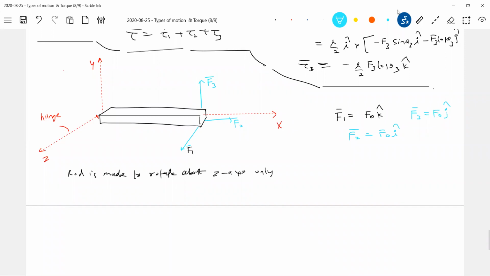It'll be better and easier. Sir, why are you applying force only at one end? Can you apply it anywhere? Yes, you can apply it anywhere.